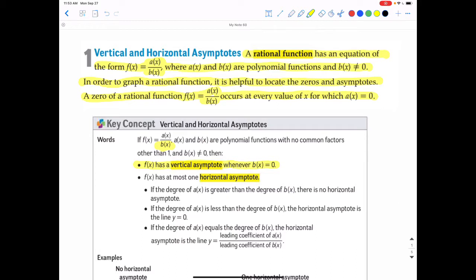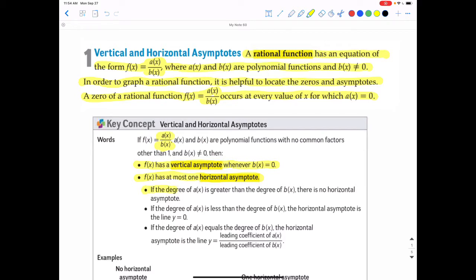They also have horizontal asymptotes, and horizontal asymptotes are a little more complicated to find. First off, they will have at most one horizontal asymptote, and sometimes they may have 0. The way you find horizontal asymptotes is you look at the degree of the polynomial, meaning the highest exponent of the numerator and the highest exponent of the denominator. So they are also referring to a of x as being the numerator and b of x being the denominator.